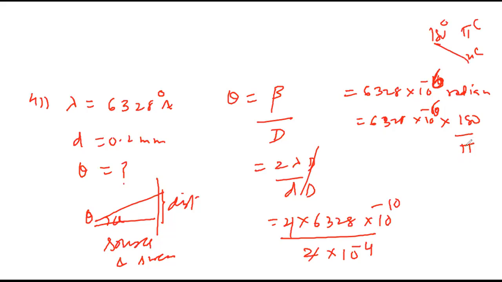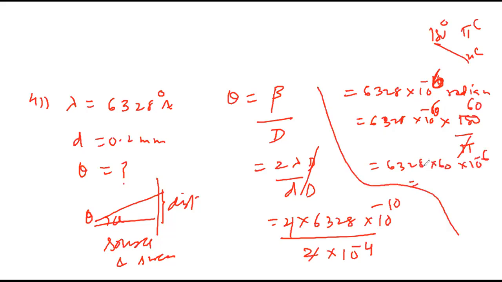Now pi is roughly how much? 3. 3 into 60. So it is 6328 into 60 into 10 raised to minus 6. That will become 0.36 degree approximately, exactly. So A is the answer.